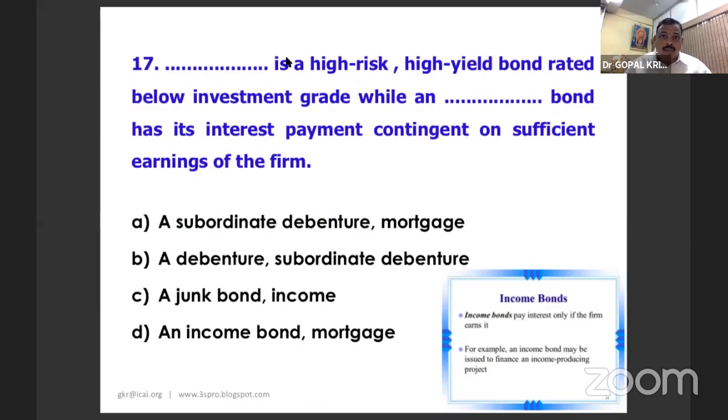Now, please look at this, which is a high risk, high yield bond. High yield bond rated below investment grade. That means poorly rated. The moment it is high risk, high yield, poorly rated, not rated, it is called a junk bond. Junk bond is here. So I think you have to go with income bond. What is an income bond? Only when you have a return will you pay. Generally, for fixed income securities, you have to pay return. But an income bond has a rider: the bond has its interest payment contingent upon sufficient earnings. Only if it is there will the returns be assured. Otherwise, no. That is why it's called an income bond. Contingent upon income, the returns will be there. So 17C.